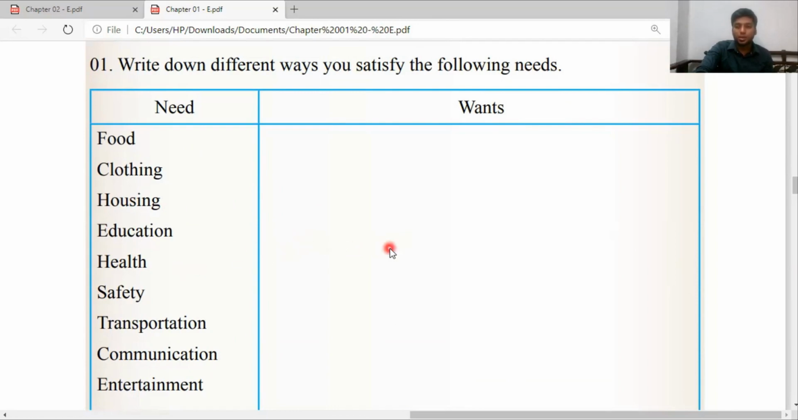Health and safety, whatever safety you want, what you consider as safety. Is it like you need to have some bodyguards with you, something like that, or a password to your computer? Transportation, which vehicles you are going to use. Communication, how you are going to communicate, whatever phone. Entertainment, how are you going to entertain yourself today. Entertainment is also considered as a part of need.